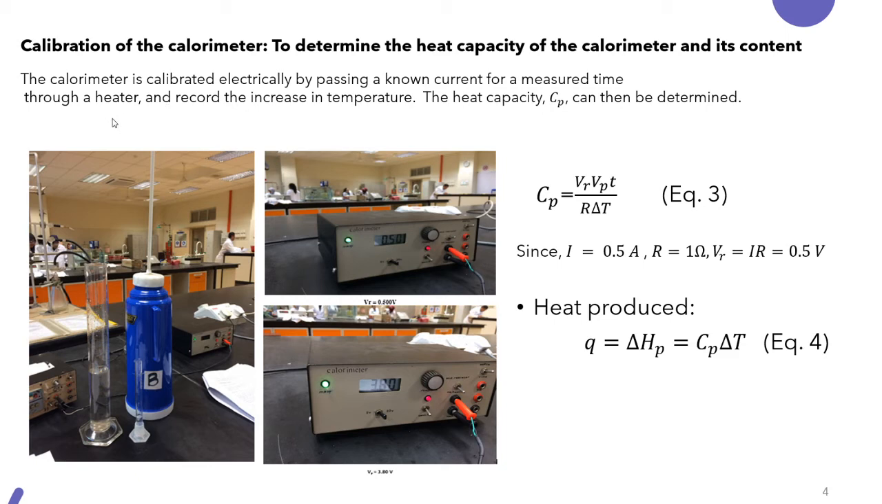In this case the calibration is done electrically by passing a known current for a measured time through a heater and recording the increase in temperature, and only then can you determine the heat capacity. So you have a piece of wire which is heated electrically, and you put it inside your water. Once it's heated, you see the temperature rise until it becomes constant.